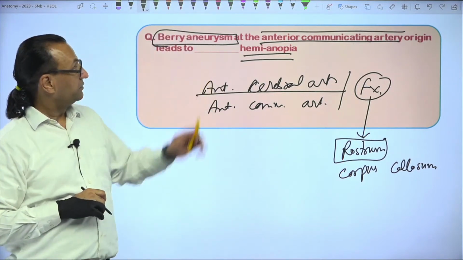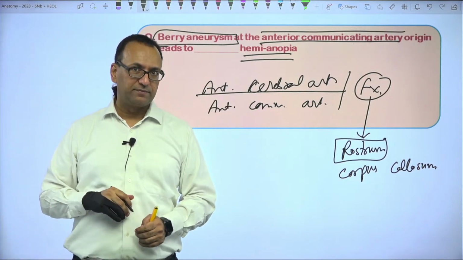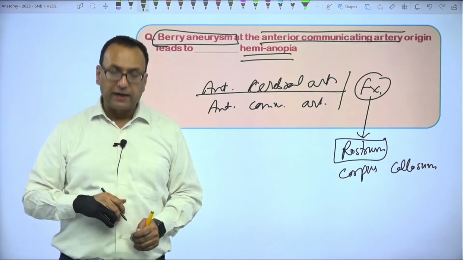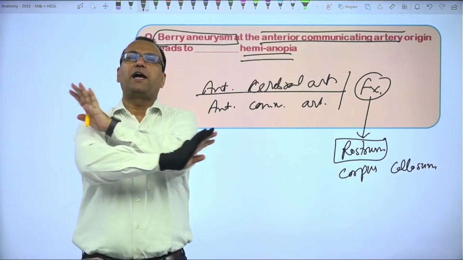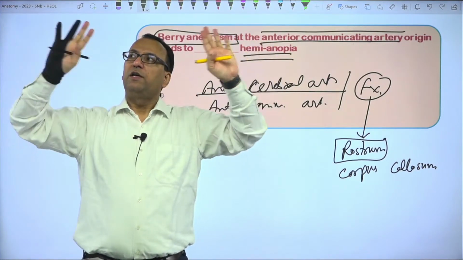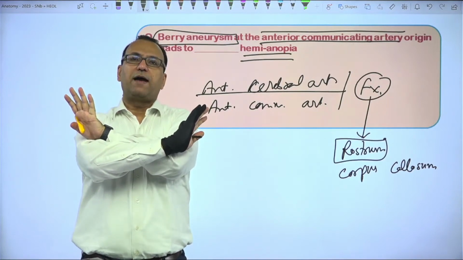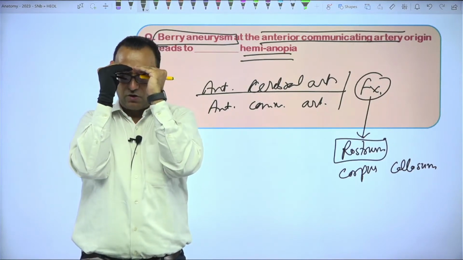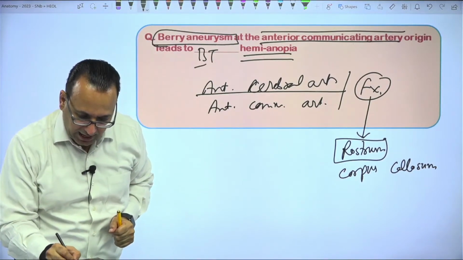But here, which kind of anopia? Actually, it will compress the optic chiasma. As it compresses the optic chiasma, the temporal vision which crosses in the optic chiasma will be compromised. Temporal peripheral vision. So, if the temporal peripheral vision is compromised because the optic chiasma is compromised, you will have tunnel vision, or what is called bitemporal hemianopia. So, there will be bitemporal hemianopia.